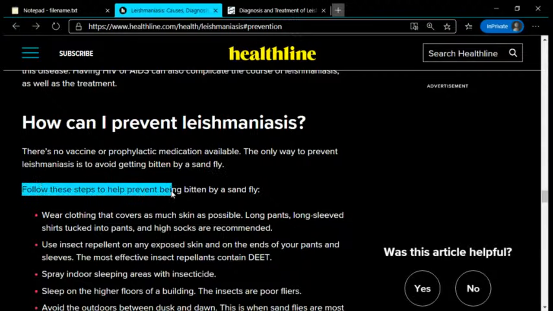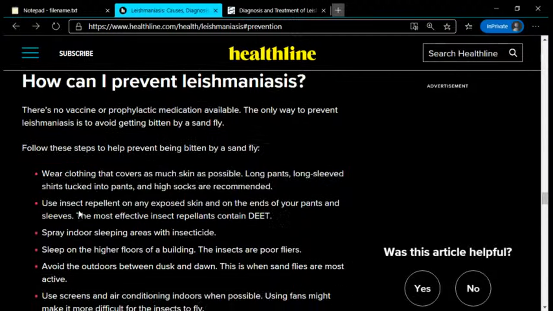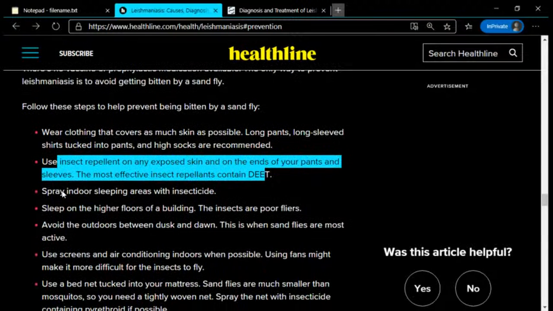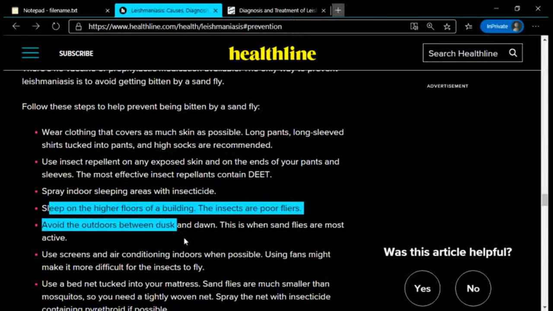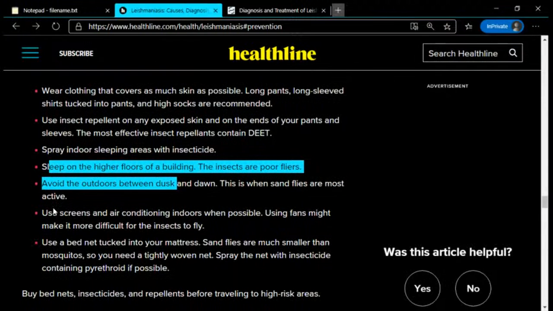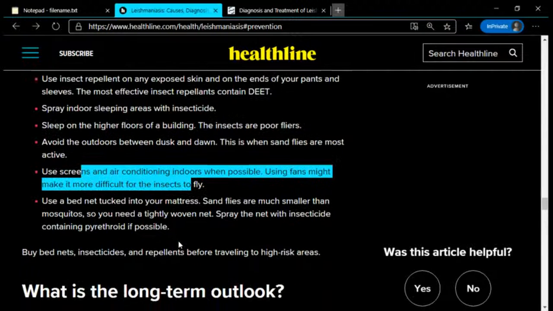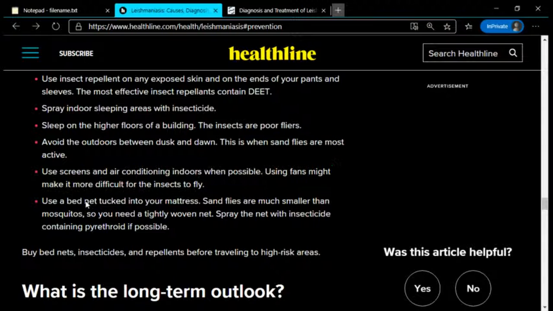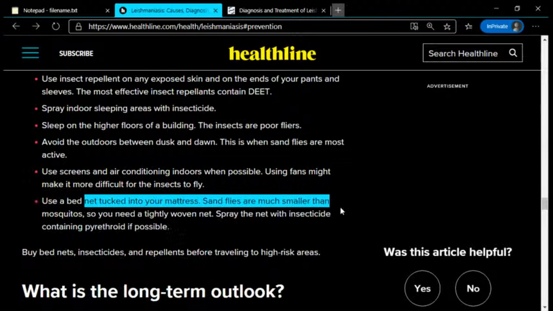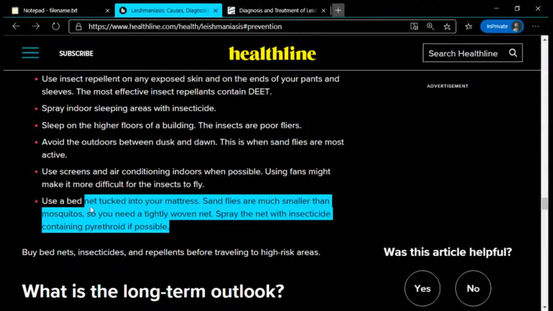Anyway, follow these steps to help prevent being bitten by a sandfly: wear protective clothes, use insect repellent, spray indoors, sleep on higher floors in buildings, avoid the outdoors between dusk and dawn, use screens and air conditioners, and use a bed net. This is the most important one: using the bed net tucked into your mattress.